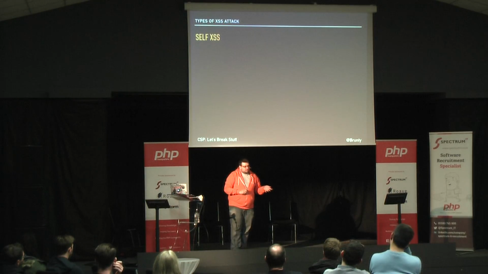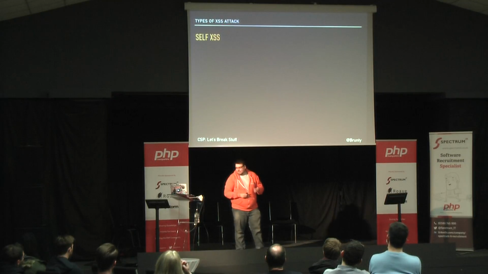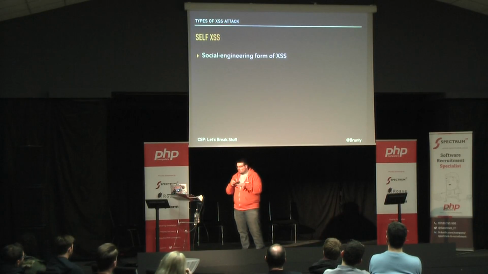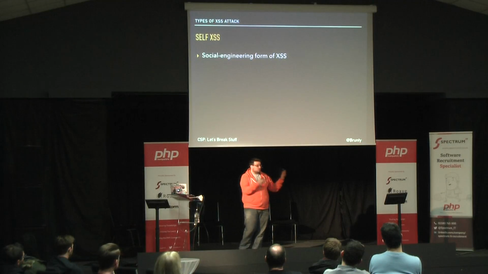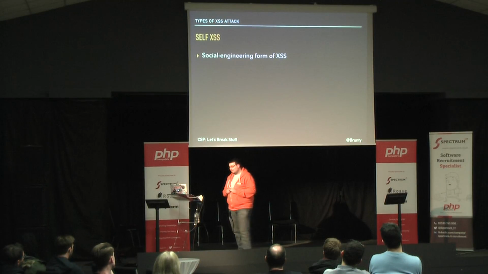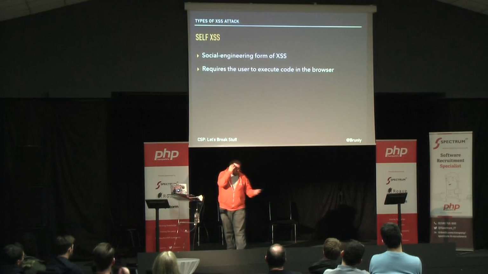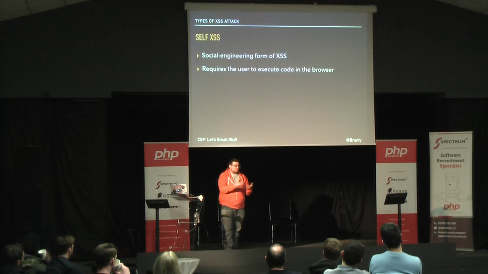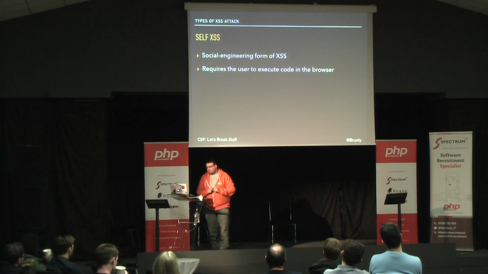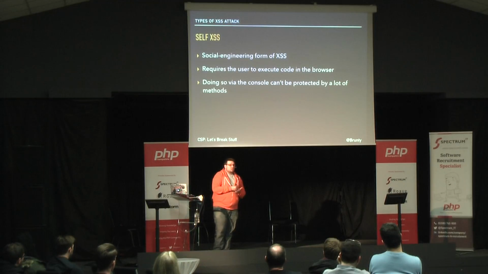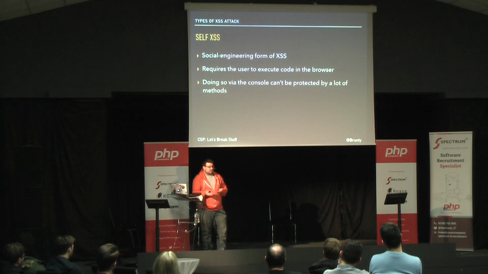There's a fourth type called self-XSS. It's generally not considered a true form of XSS because it's a social engineering-based XSS attack. It requires the user to execute code for you, effectively. And it does so via the console, which in most browsers can't actually be protected because the console is like a privileged level of code execution.